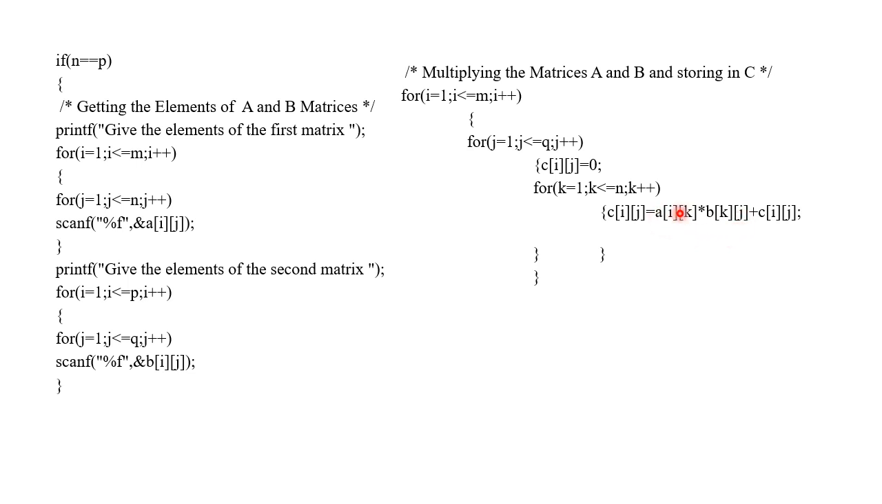So the first element will be multiplied and it will be added with the previous Cij. Previous Cij is 0. Then the first statement, when I is equal to 1 and j is equal to 1 and k is equal to 1, what will be executed is Cij is 0 already. So 0 will be here. Then A11 B11. It will be multiplied and it will be added with the previous element and it will be added to the Cij.